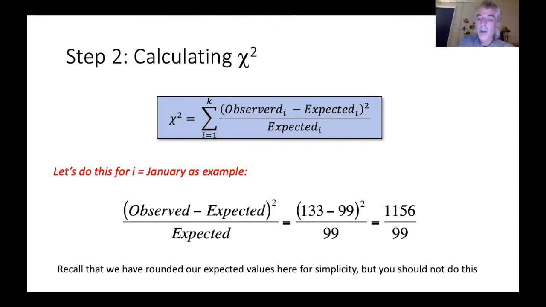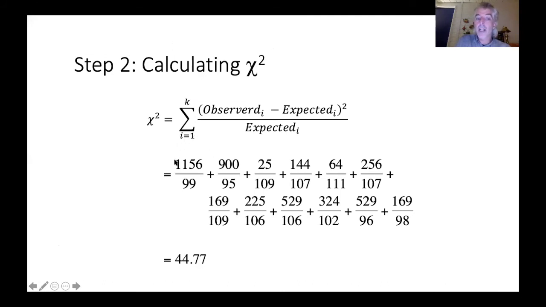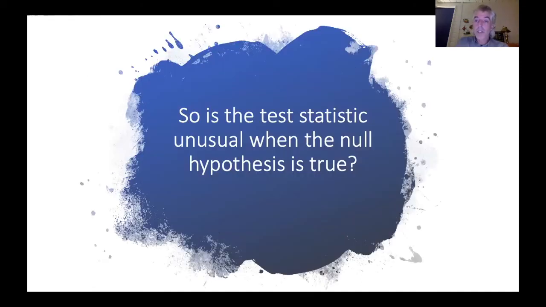Now, if you remember, to keep things simple, I've rounded the expected values here to whole numbers, but normally we would maintain those decimal places in our calculations. All right, so this is our value for January that we just calculated. This is February, March, April, and so on. And so if we sum up all of these calculated values, all the way from i equal to 1 through to i equal to 12 for the 12th month of the year, we can calculate that for this sample, our chi-squared test statistic was 44.77.